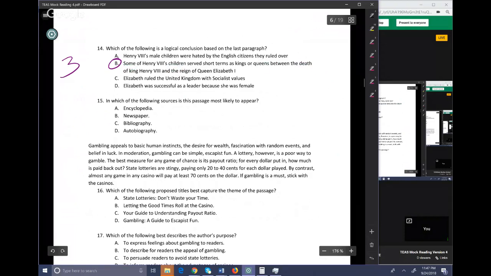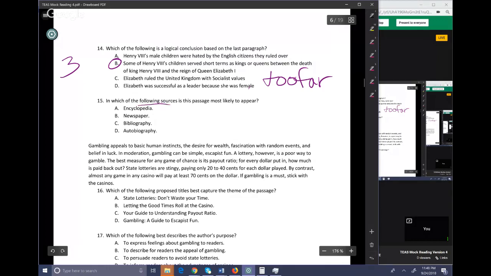We can't say that his male children were hated by citizens. All we can say is they didn't stay king for very long. We do not have a reason why. We can't say that she ruled with socialist values. We have no idea. And we can't say she was successful because she was female. So all of them are too far, except for choice B.